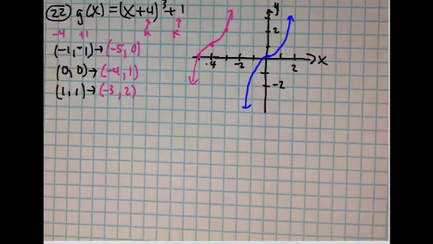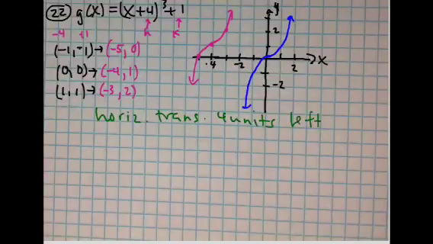right there. So to describe the transformation, from f of x, from the blue to the pink, from f of x to g of x, there's a horizontal translation, 4 units left, and a vertical translation, 1 unit up.